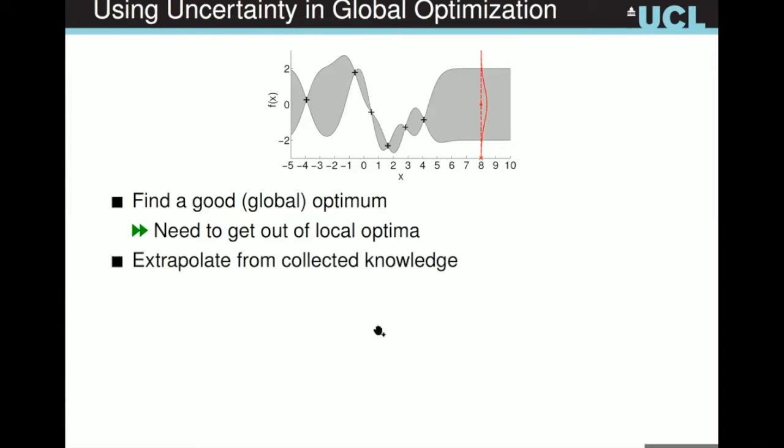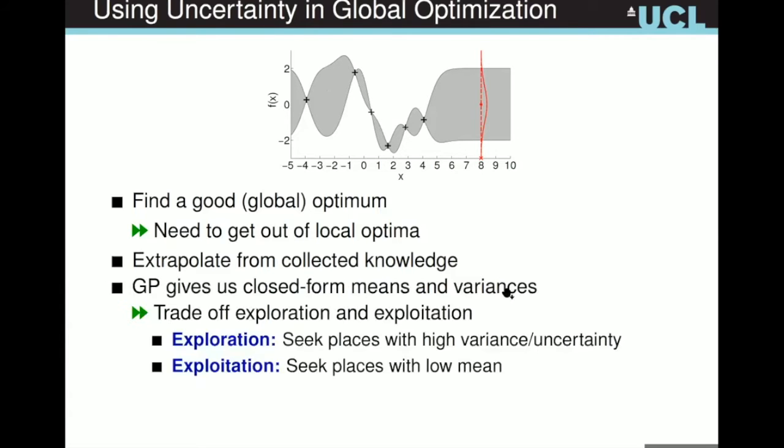So what we need to be able to do is extrapolate from knowledge that we have already collected, which is represented by these data points, by these crosses. That is something that we have seen before, and a GP allows us to do exactly this. Because the GP gives us a closed-form expression for means and variances, we can use this to trade off exploration and exploitation. Exploration means we are looking for places where the Gaussian process has high variance or high uncertainty. For example, in this picture, that would be some here on the right-hand side, and maybe also somewhere here where we don't have much data.